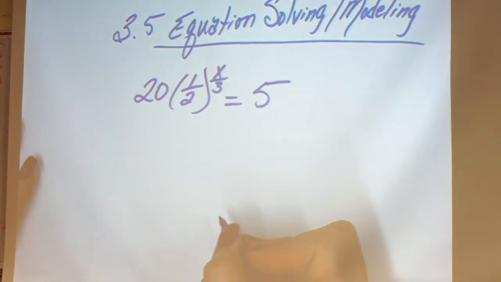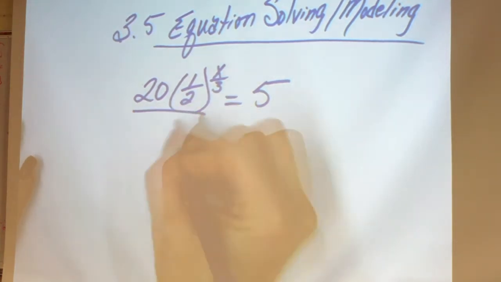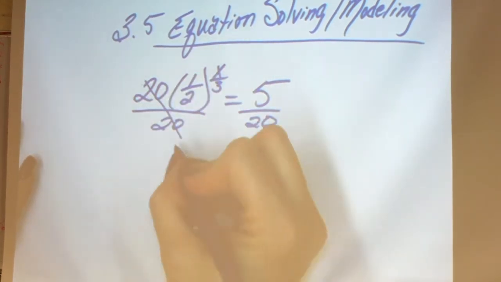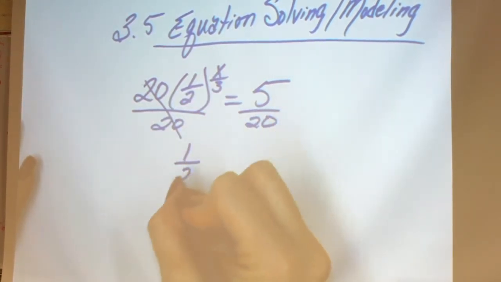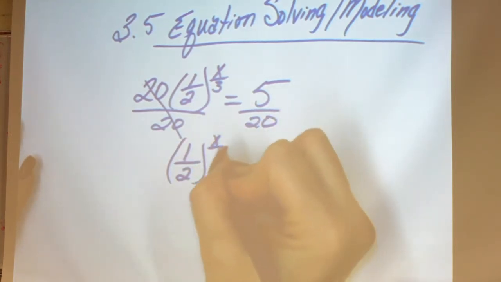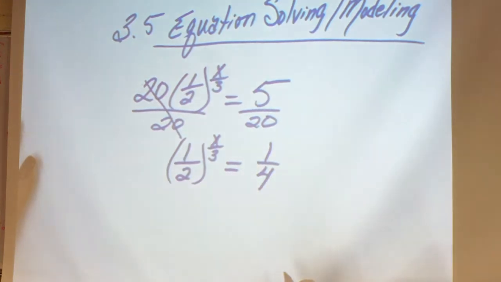So say that you have this equation, 20 times 1/2 raised to the x over 3 equals 5. So first step, we want to move this 20 to the other side, so we're going to divide both sides by 20. The 20's on this side cancel, and I end up with 1/2 raised to the x over 3 power is equal to 1 over 4.